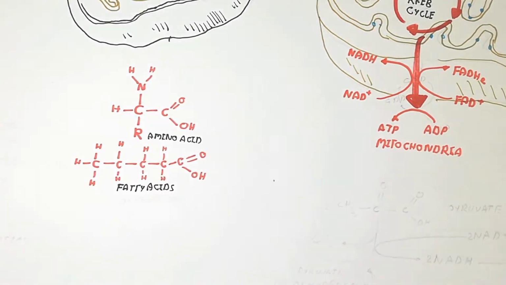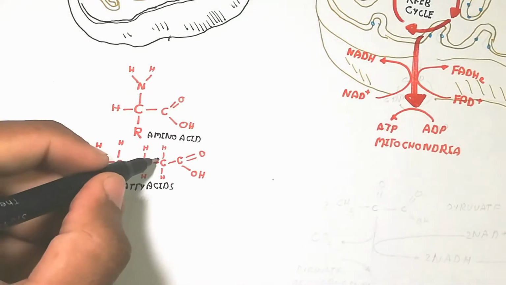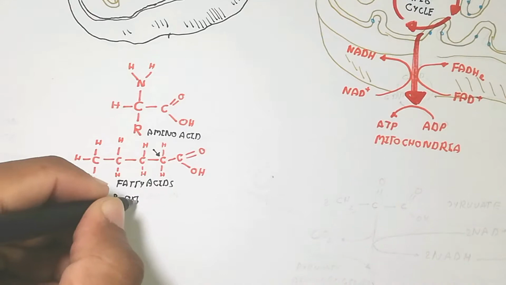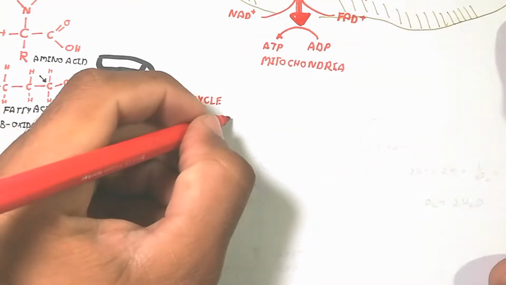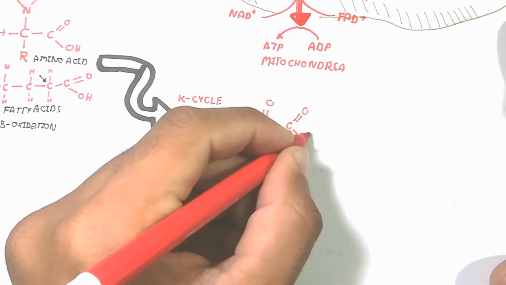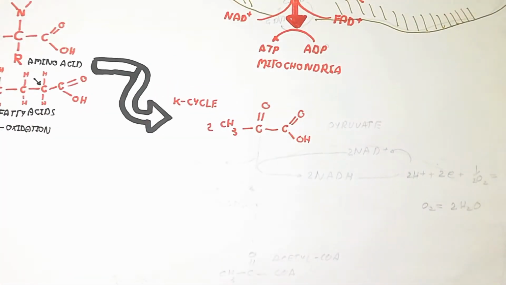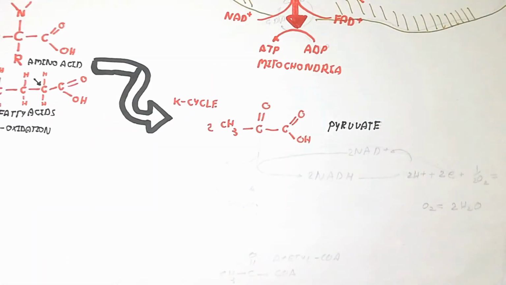The Krebs cycle is the cycle in which amino acids, as you can see in the diagram, and fatty acids, which undergo beta oxidation to produce free fatty acids, also go into the Krebs cycle. The amino acid is acetylated, and acetyl CoA enzyme is used to enter the cycle. So now we will talk about the process of the cycle.